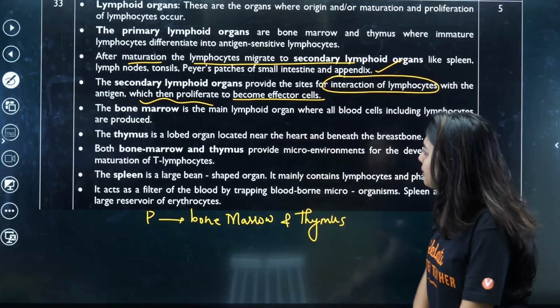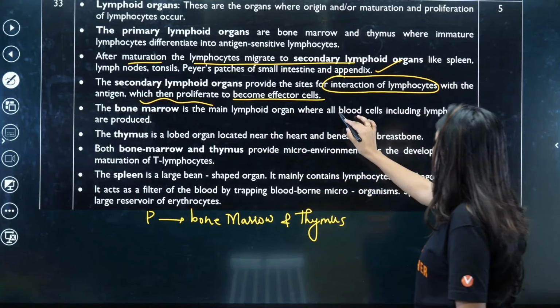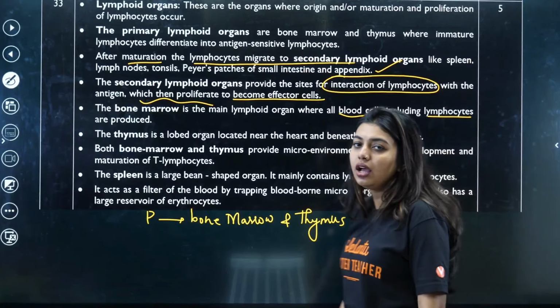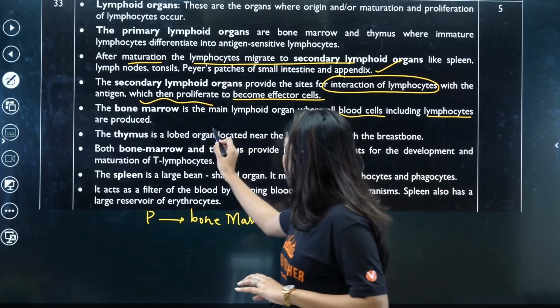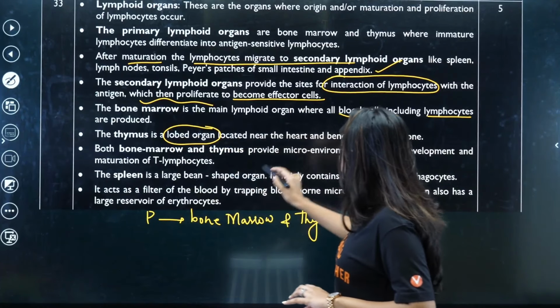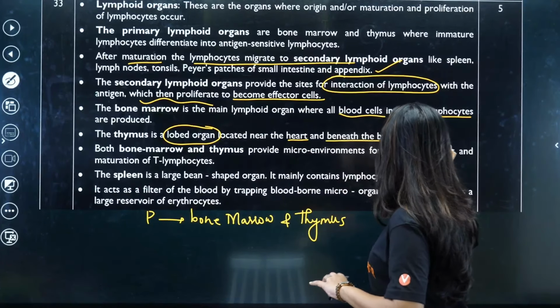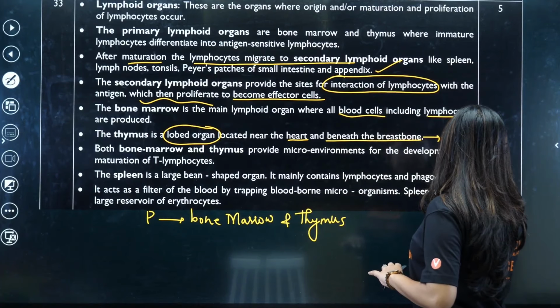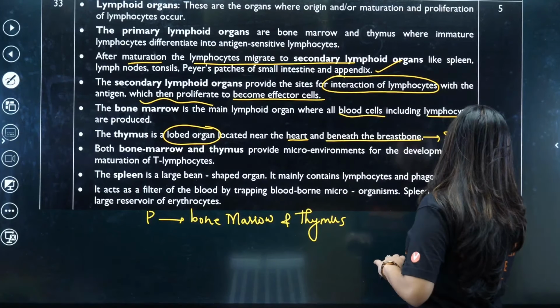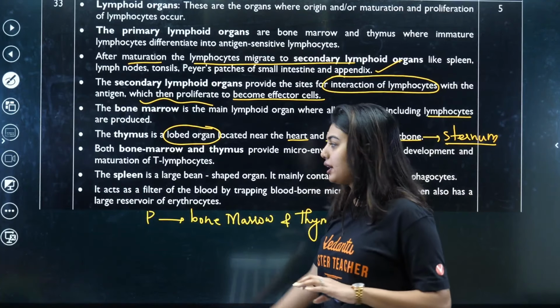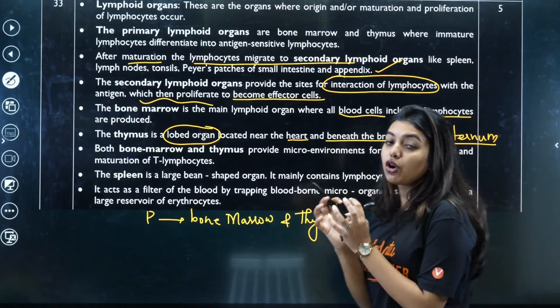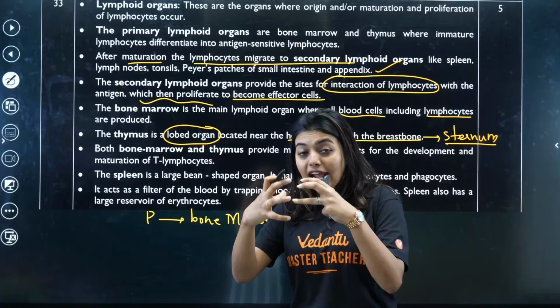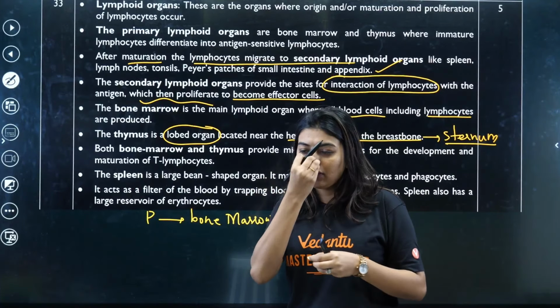Now, the bone marrow is the main lymphoid organ where all the blood cells, including lymphocytes, are produced. All of you know this. Now, the thymus is a lobed organ located near the heart and beneath the breastbone, that is your sternum, in the mediastinum. Mediastinum is where this thymus is located. Both bone marrow and thymus provide the microenvironment for development, that is maturation. That environment they provide for that training is possible.